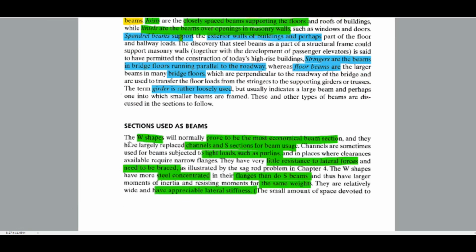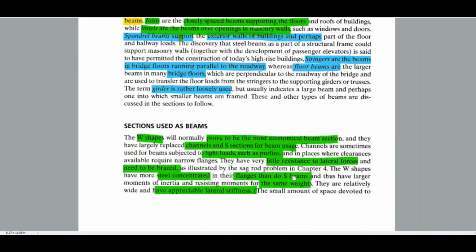Sections used as beams. The W shapes will normally prove to be the most economical beam section. They have largely replaced the channels and S sections for beam usage. Channels are sometimes used for beams subject to light loads, such as purlins, and in places where the clearance available requires narrow flanges. They have very little resistance to lateral forces and need to be braced, as illustrated by the sag rod problem in chapter 4.